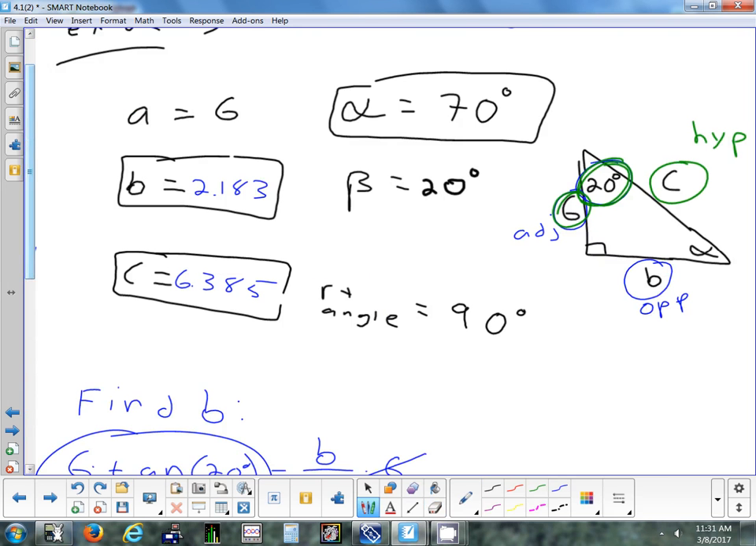Okay, a couple quick things you can do to check your sides. Does anybody know what's the relationship between the sides in a triangle and the angles?